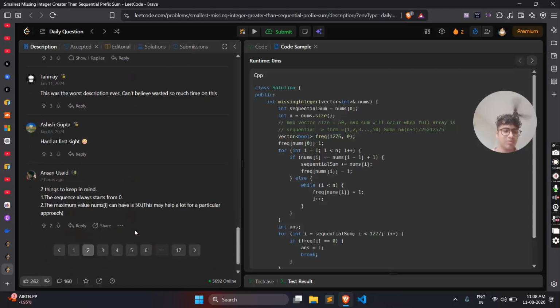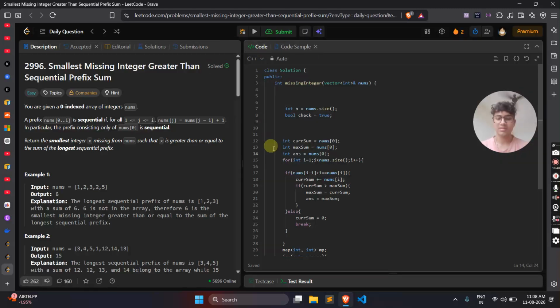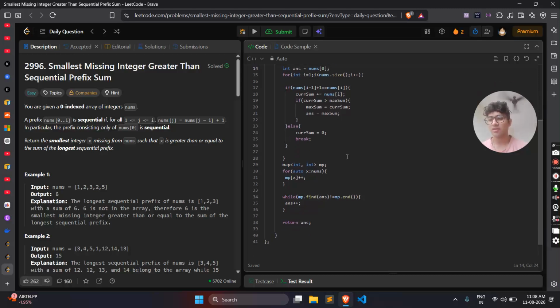Two things to keep in mind: the sequence starts from the beginning. Yeah, but we did it in like 15 minutes, so that's good for our part. But the question, literally, it's an easy question, but the problem statement is stated very badly and it's very hard to understand for me also. But yeah, that's it for today. Bye guys.